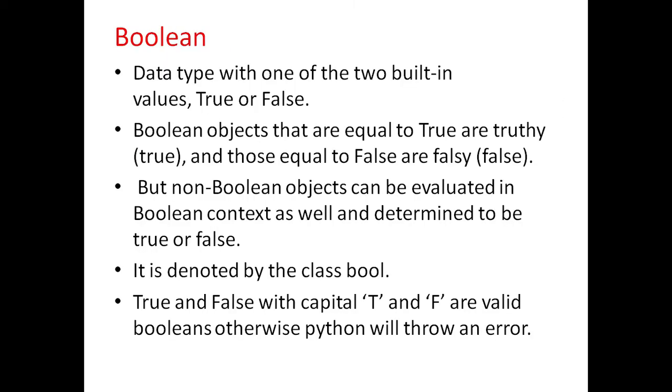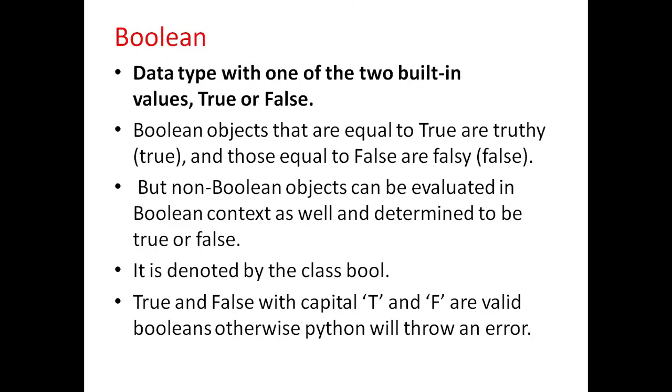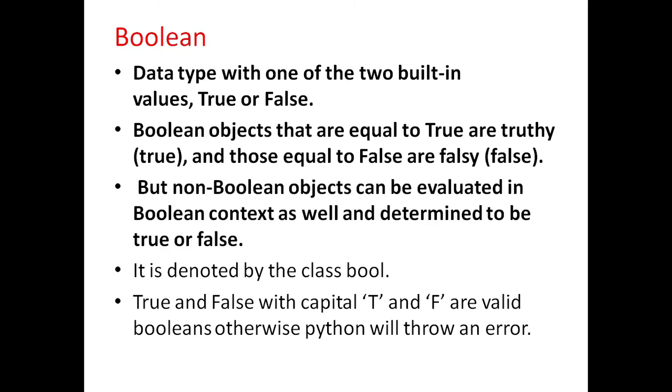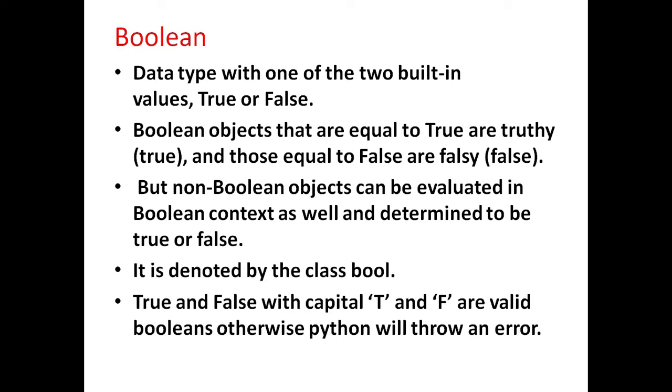Next is Boolean data type. These are the data types with built-in values True and False. Boolean objects that are equal to True are truthy and those equal to False are falsy. But non-Boolean objects can be evaluated in Boolean context as well and determined to be true or false. It is denoted by the class bool. True and False with capital T and capital F are valid booleans, otherwise Python will throw an error.